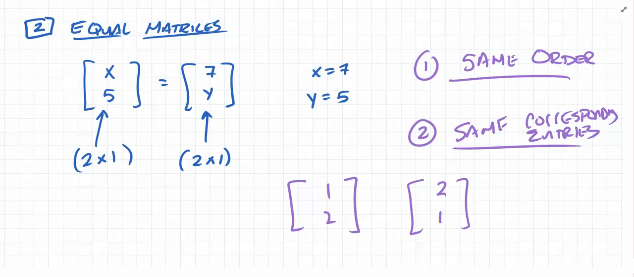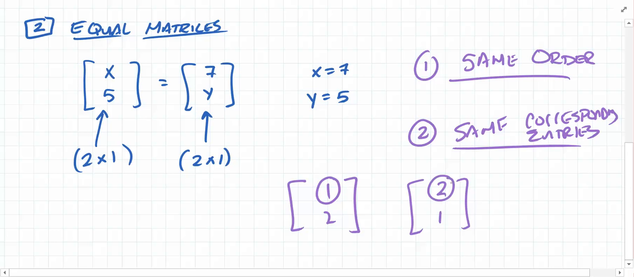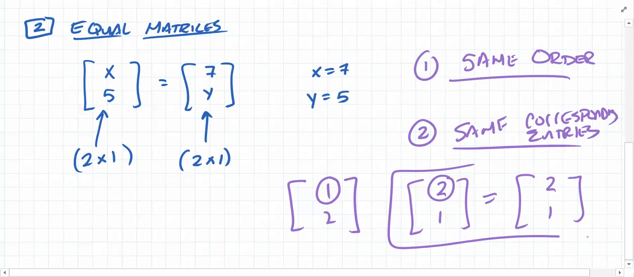How come? They have the same order, and they have the same entries, but they're not corresponding. Do you see the difference there? This entry, row 1, column 1, needs to be a 1, and over here it's a 2. So these are not the same. But if I did 2, 1, then all of a sudden these two are the same because they have the same order and they have the same corresponding entries. Is that pretty straightforward?